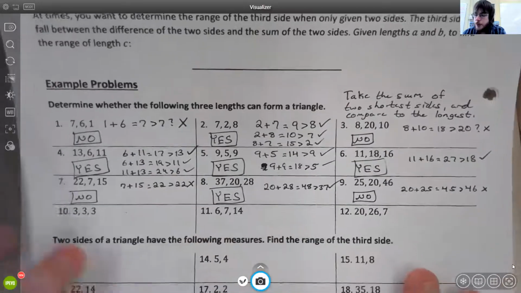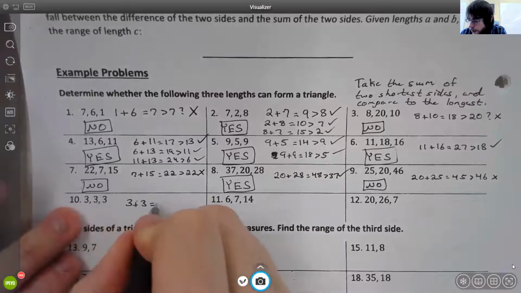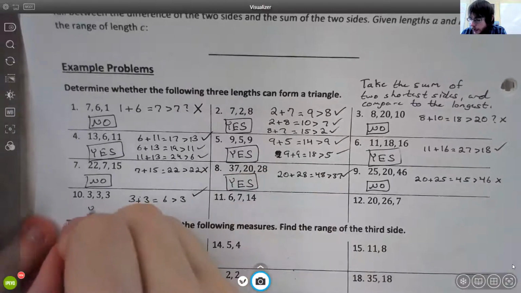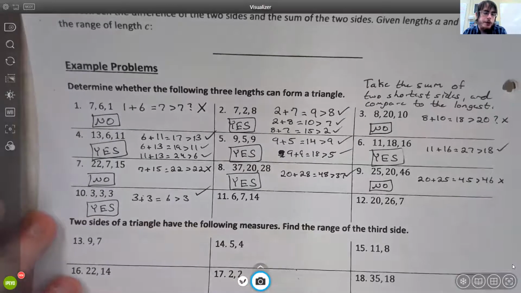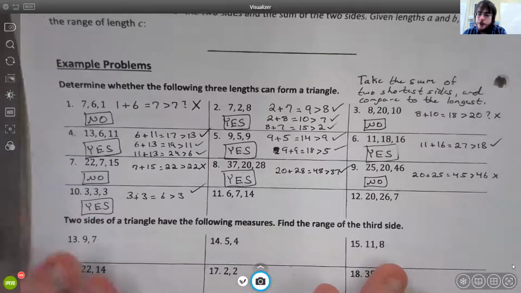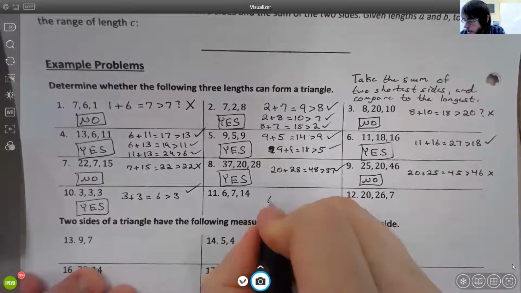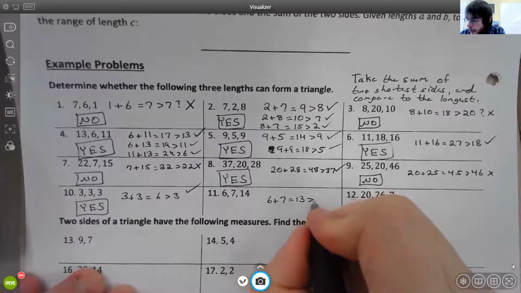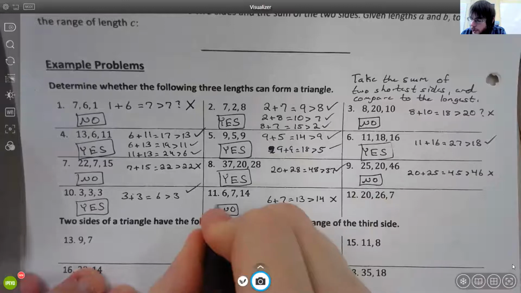Number 10, 3, 3, 3. Well, the only inequality to check is this one, 6 being greater than 3. That checks out. So yes, that would be a triangle. Anytime you see 3 side lengths that are exactly equal, those will always form a triangle. They'll always be equilateral. Number 11, 6, 7, and 14. Take your two smallest sides, which are 6 and 7. Add those together to get 13. Is 13 greater than 14? No. So this is not a triangle.